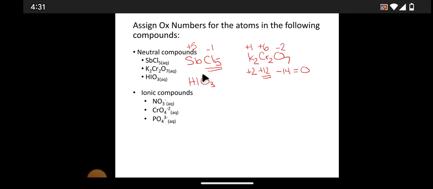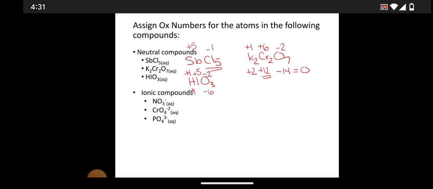This last one, HIO3, again, oxygen is always -2 unless with a peroxide, hydrogen +1, so we'd assign those first, and then taking a look at our total, we would know that all together, from the oxygen, we're getting -6. Then we have +1, and to add to 0, we would have to have our I be +5.